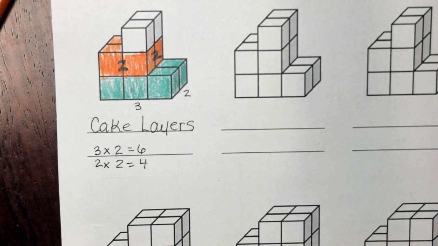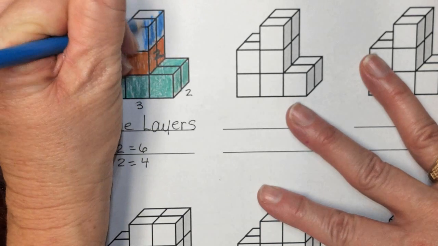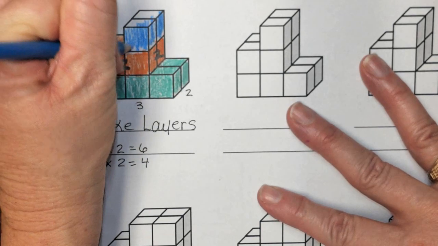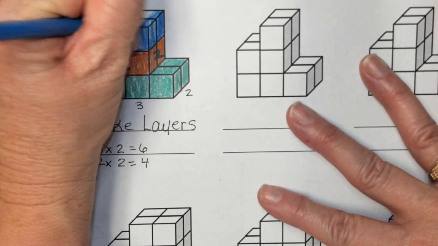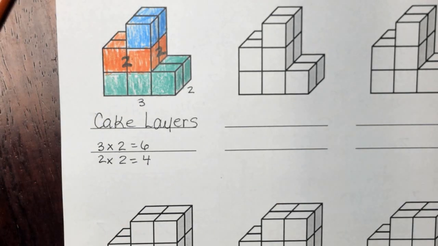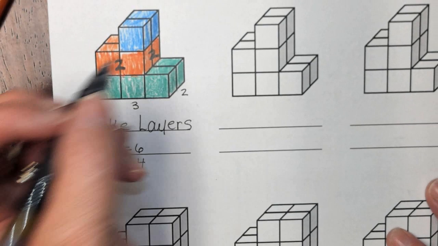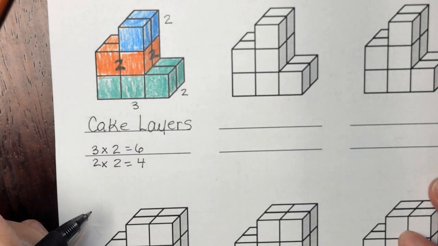I'm going to take a third color. And I'm going to shade this top piece. How many do you think are in our top piece? How many are in that top piece? Jared? 2. I'm going to label that. So that's what? A 2 by 1?